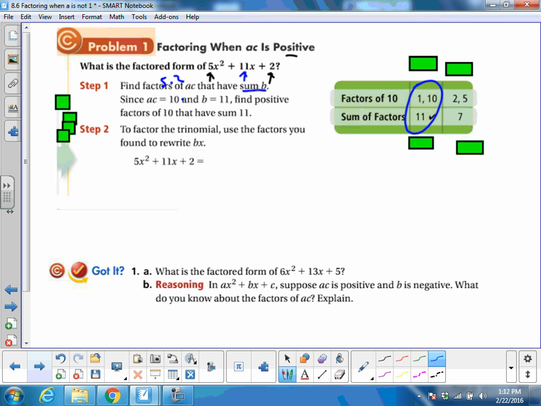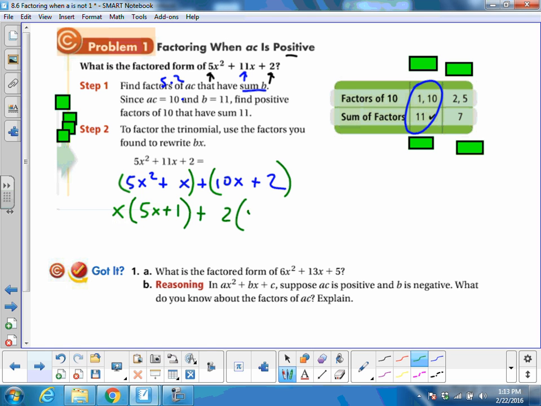So this tells me I can break this out as 5x squared plus x plus 10x plus 2. Here are my different pieces. Now I can do some grouping here, and I can then factor some elements out. I can see I have x times 5x plus 1, plus, and these guys on this side I can factor out a 2, and I end up with 5x plus 1. And as you can see here, there's one of my binomials, 5x plus 1. And my second one can be found right here, x plus 2. And they're my two parts of this. These are the two binomials that make up this trinomial.